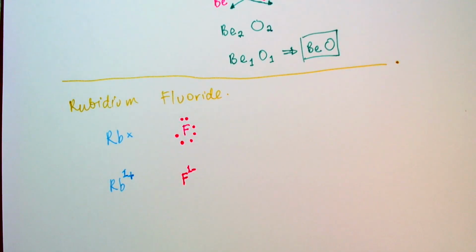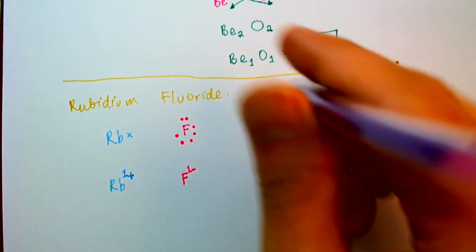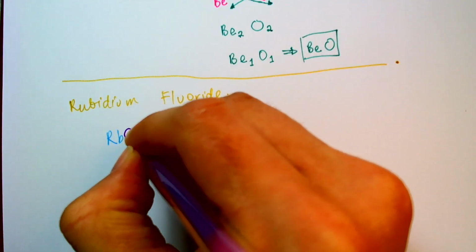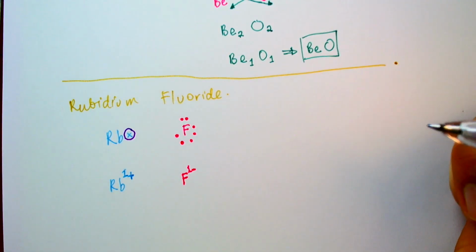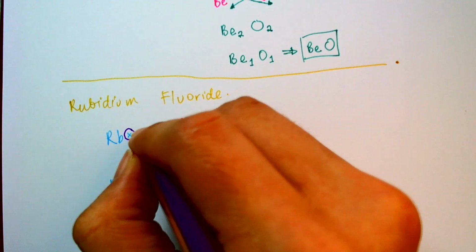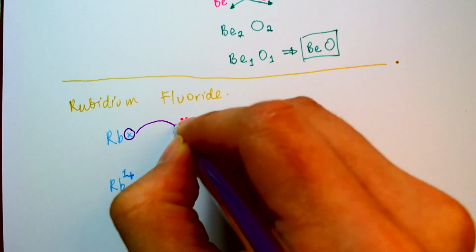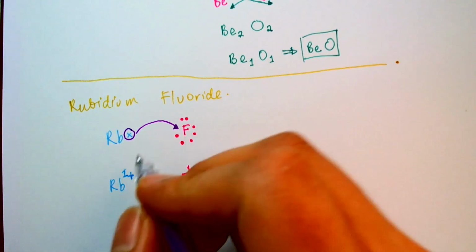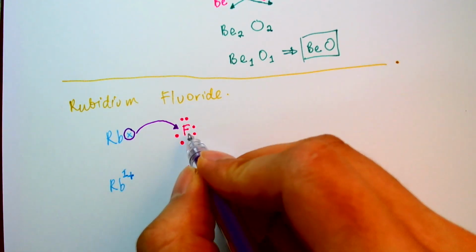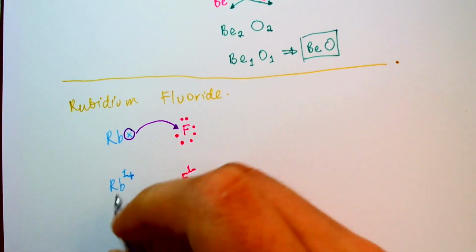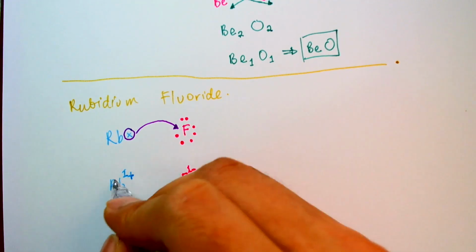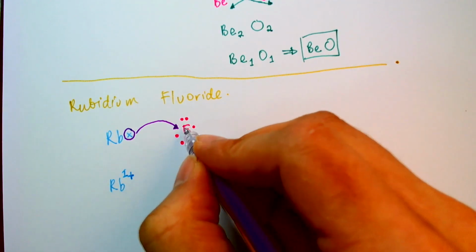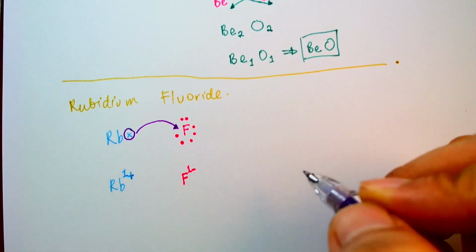So using the first method, you can see that rubidium wants to transfer one electron over to fluorine. So after rubidium has transferred its electron to fluorine, it forms a 1 plus charge, and fluorine has an extra electron, so it's got a 1 minus charge.